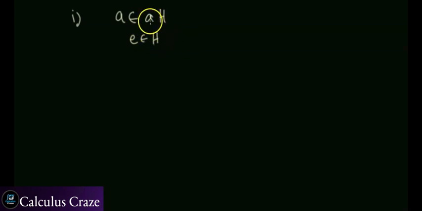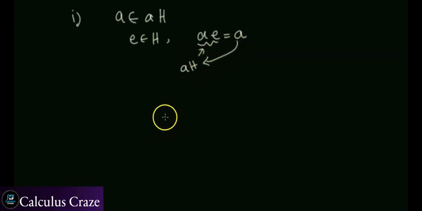So when you take the binary operation of A and H, when there is the identity E, you take A with E under the binary operation, and you get A. Because this guy is inside AH, this has to be inside H. So that's very simple. Now next is this.